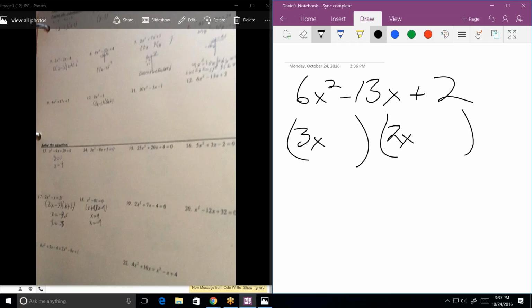But then you quickly realize that both signs have to be negative. And even if I put the 2 there, I don't get to 13. And obviously if I put the 1 here, I'm going to get to a smaller middle term. So I know right away that I got to go back here and try 6x and x. And now I can see that if I have a minus 2 over there and a minus 1 there, does that give me the right middle term? It does indeed.